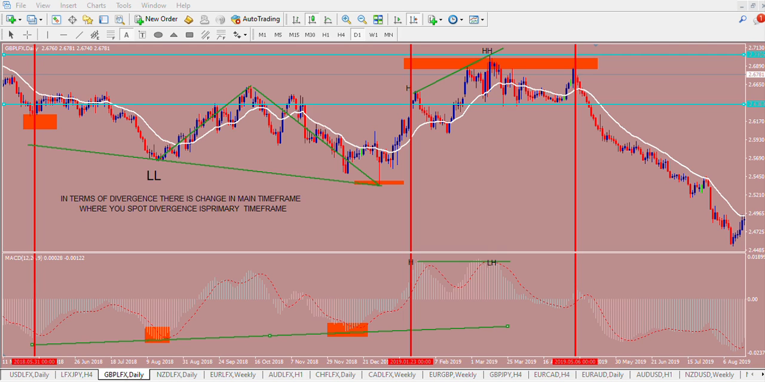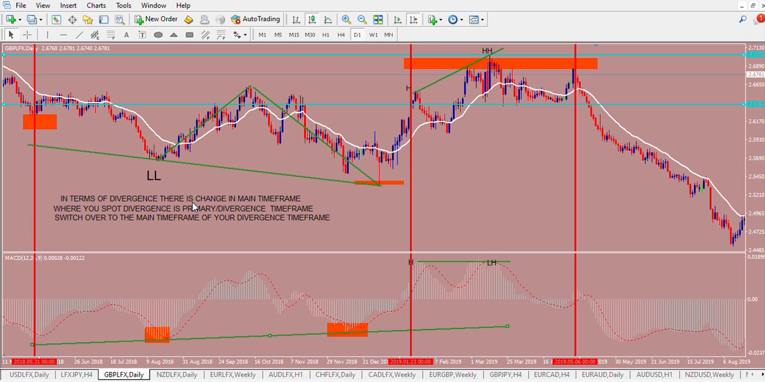Switch over to the main time frame of your divergence time frame. All right, let's use divergence time frame. I love the English. So where you spot your divergence is your divergence time frame, or your primary time frame. Let's have it like that: primary or divergence time frame. You switch over to the main time frame of your divergence time frame. That is the second step.